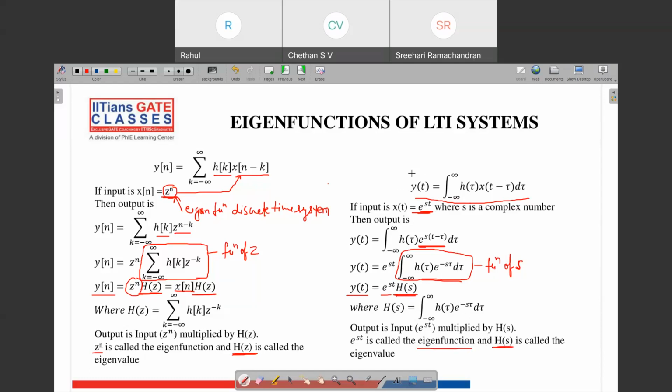So in the LTI system, whenever the input is in the form of z to the power n for the discrete time, or e to the power st for the continuous time system, your output will be the same as the input multiplied by some constant. This is the property of the eigenfunction. So any input which you give to the system where the output is like the input multiplied by some constant, those kinds of inputs we call an eigenfunction.